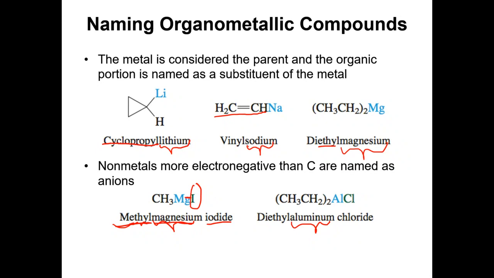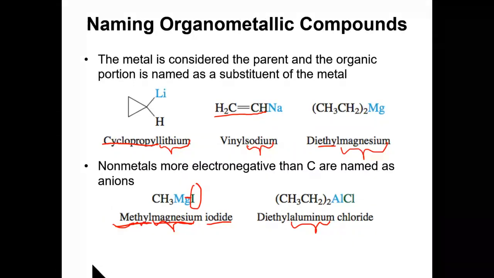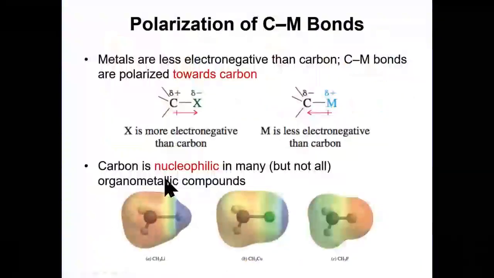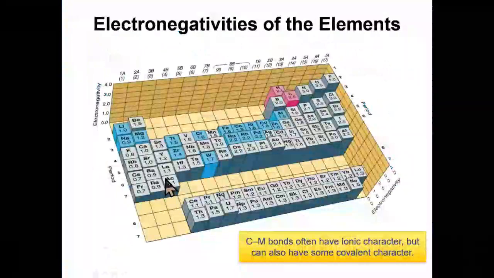Well, how can a non-metal be more electronegative? Look at the electronegativity, look at a periodic table. We're going to see later, we're going to see quickly, in the next slide, I believe. Okay, look at this electronegativity table.